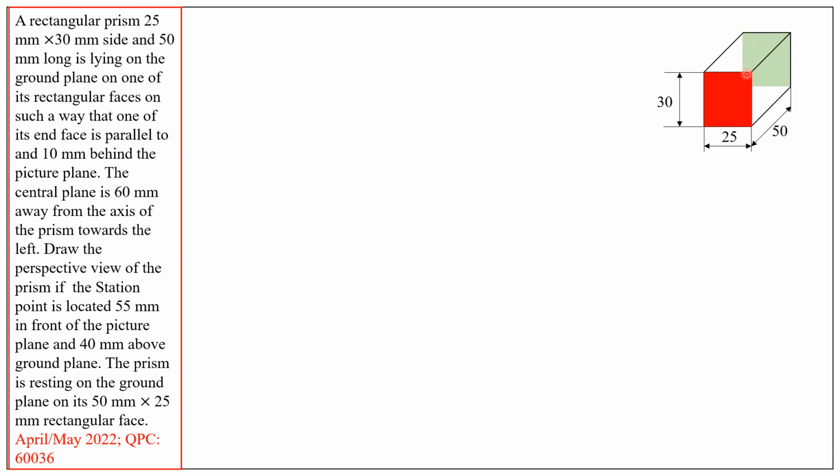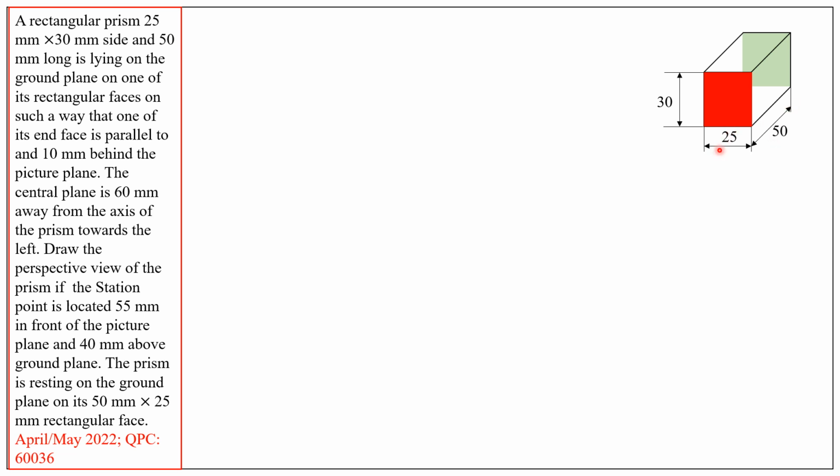So the top view is a rectangle of size 25 millimeters by 50 millimeters, because in the last line of the problem statement it is given that the prism is resting on the ground plane on its 50 mm by 25 mm rectangular face. Therefore the top view will be 50 by 25.